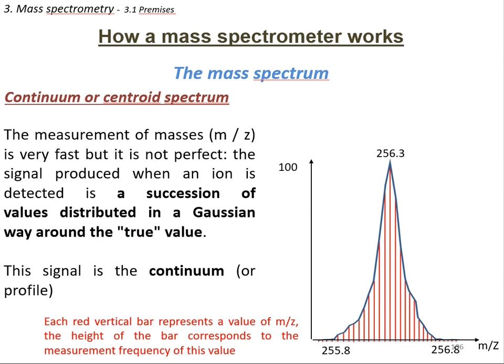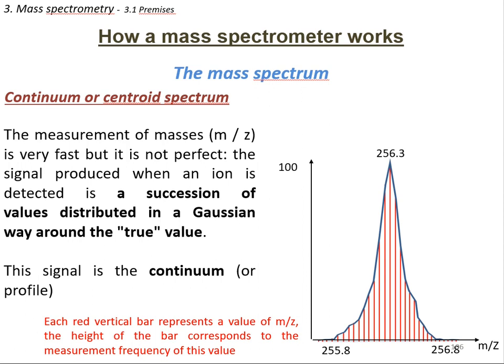Now, something important to understand about the measurement of a mass is that it is a statistical process. So it's very fast usually. So a mass spectrum is accumulating a lot of information in 1 second. But it's not perfect. So the signal produced when an ion is detected is a succession of values distributed in a Gaussian way around the true value. This signal is a continuum or profile.